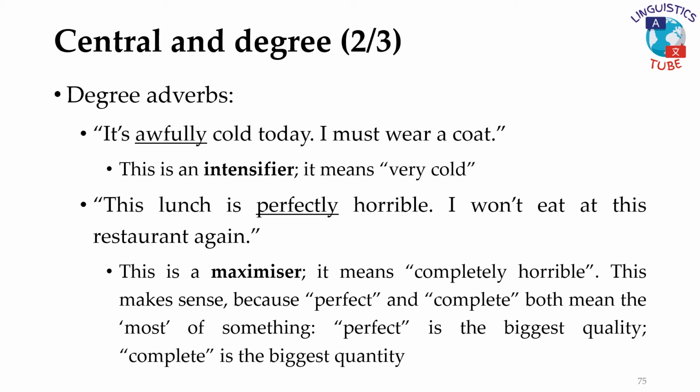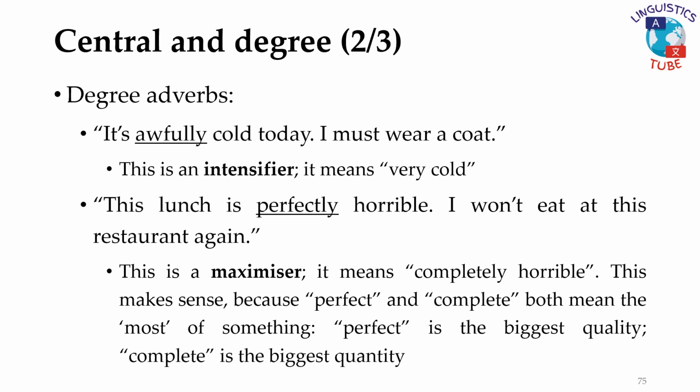Remember that there are 4 levels of degree adverb. In the first sentence, "awfully" is an intensifier because it means "very cold." Therefore, "awfully awful" means "very horrible," but no one would ever say that. In the second sentence, "perfectly" is a maximizer because it means "completely horrible." You may have never heard this use of "awfully" or "perfectly" before, because these words as degree adverbs are not very common in today's English.